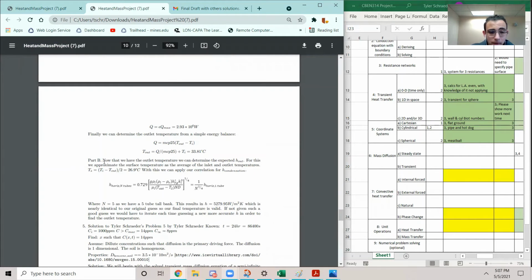And then for part B of the problem, we go back and verify that our outer convection is correct. So that's a phase change. So we use this relationship, and then we have n equal to 5 because it's 5 tubes tall. And then we get an H that's actually identical to our guess, because to actually solve this problem without an initial guess, you need to iterate. And this is the result of a couple lines of iteration.